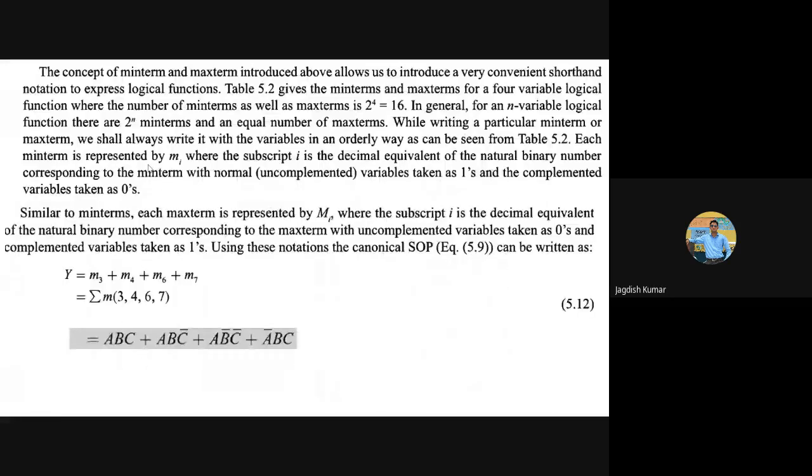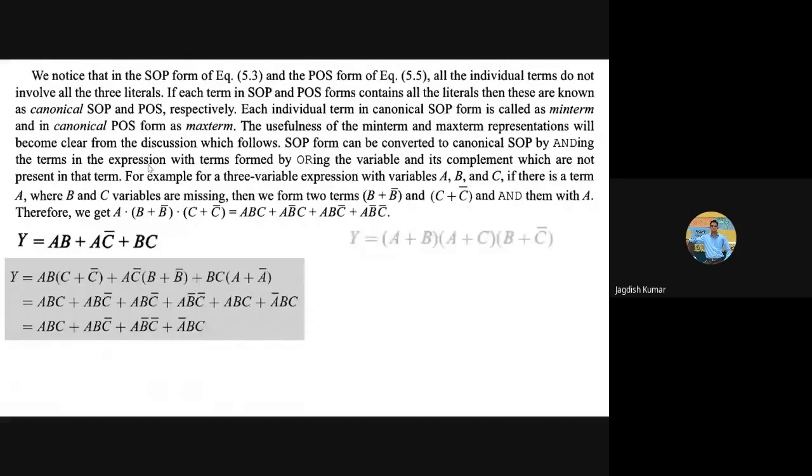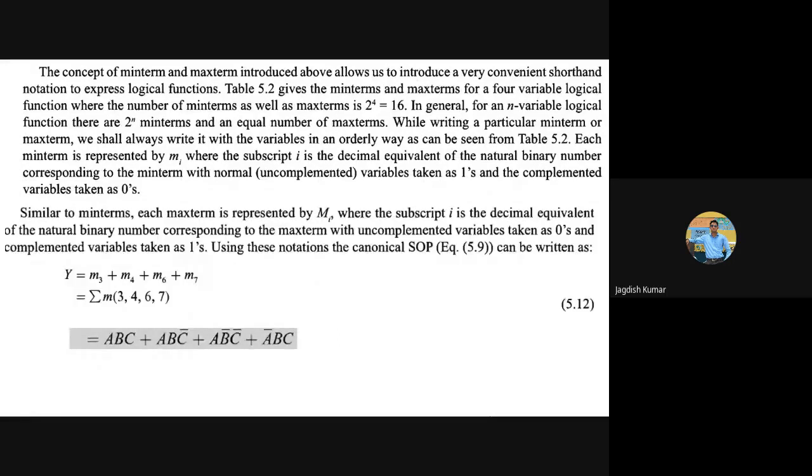Similarly, you can use max terms to write down POS. Now I leave it as homework to you. You take this POS. Let's do it just now. Oh, we have time, I think. No, we don't have time. It's 12:59. So I leave it to you as homework. You come with this done for tomorrow: how we can write down this same POS form in terms of max terms.